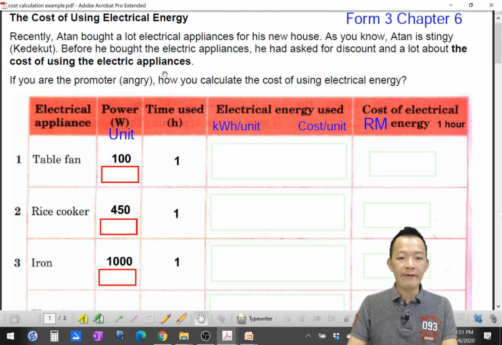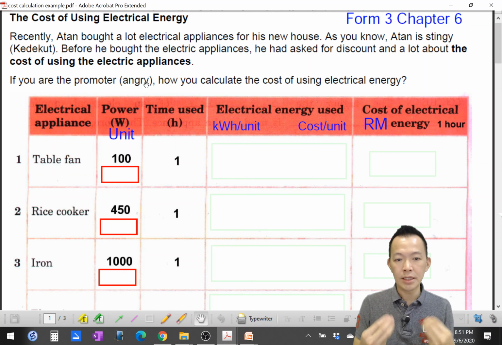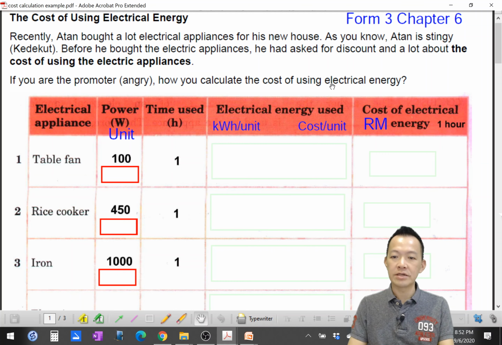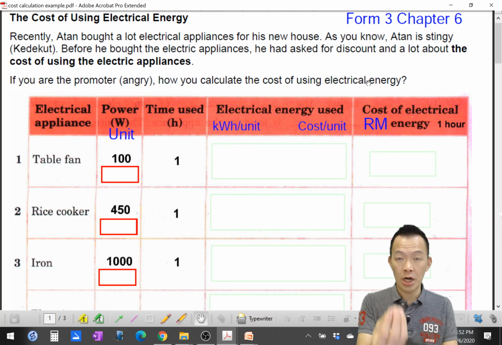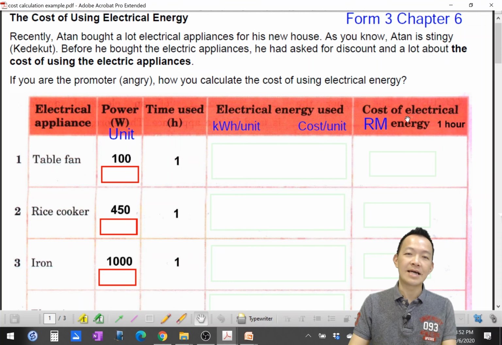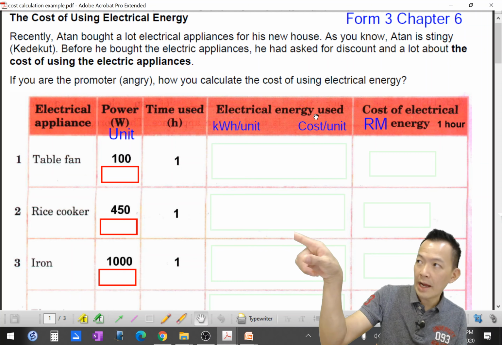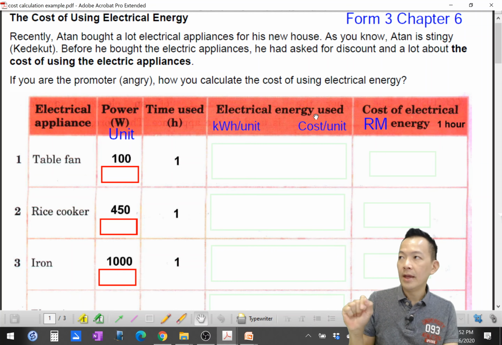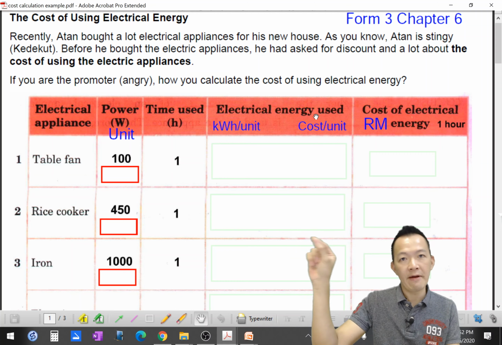So nowadays, after form 3, PT3, you become a promoter in the Sunway Carnival Shopping Center. Okay? So if you're the promoter and your name is called Angry, maybe Angry Lim, Angry Tio, Angry Tan, right? So how do you calculate the cost of using electrical energy? You are the promoter, standing in front of your shop, and now comes uncle Tan lah. Okay, so uncle Tan asks, okay, Lim Alim, I want to buy that fan, 那个风扇. Can you tell me what's the cost of the electric energy used if I turn on the fan for 1 hour?